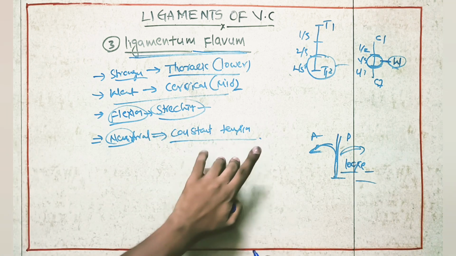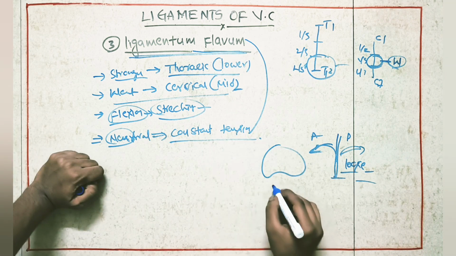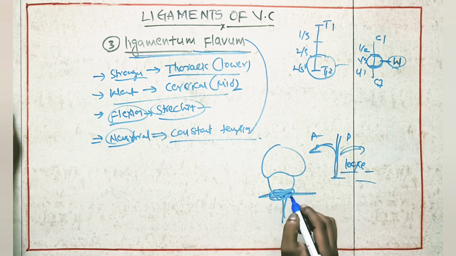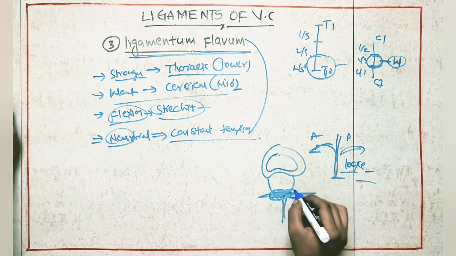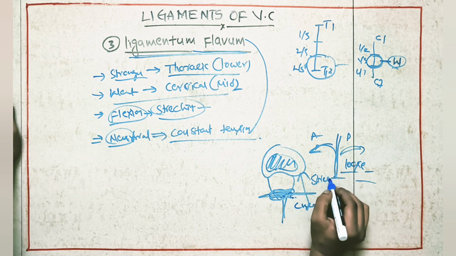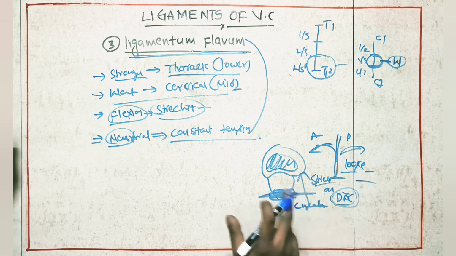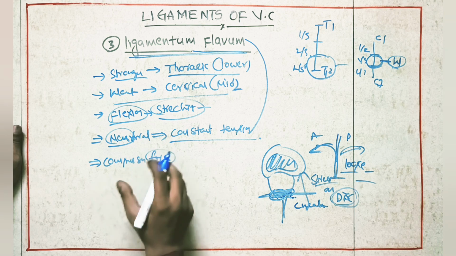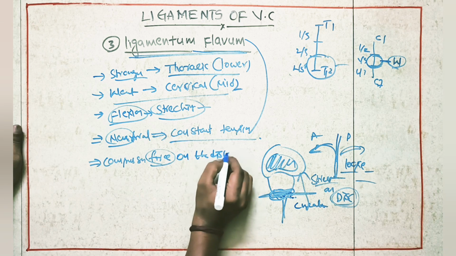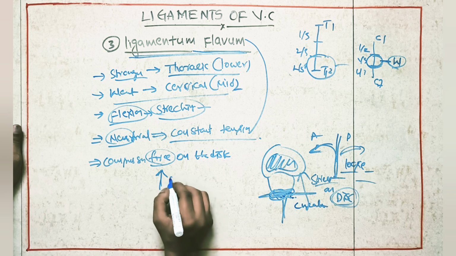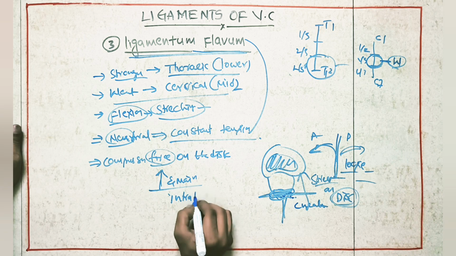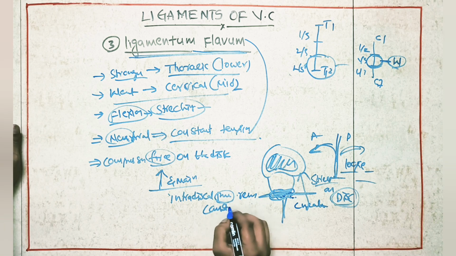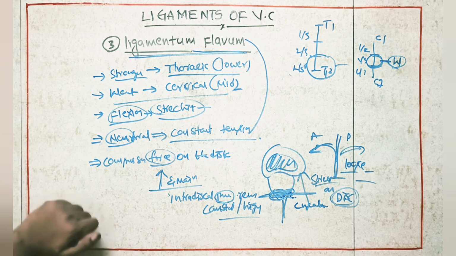Because of this constant tension in the ligamentum flavum, it is going to create a compressive force, a compressive stress on the disc, always. Because of that compressive force on the disc, it is going to increase or maintain the intradiscal pressure constant or high.